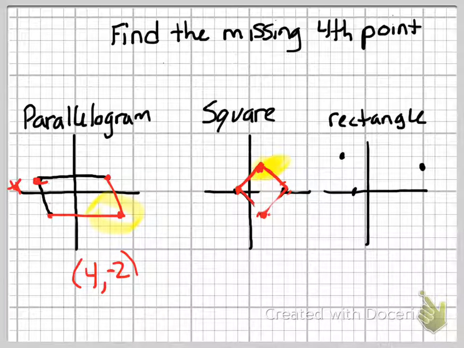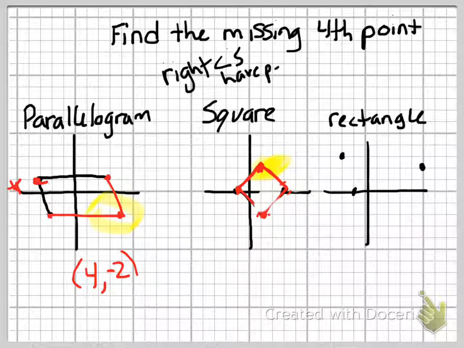Now, one of the other properties of a square is that it does have to have right angles. Being able to determine a right angle, we actually talked about this just the other day when you were finding area of triangles. If you're going to determine a right angle, I'm going to write this up here. Right angles have perpendicular slopes.